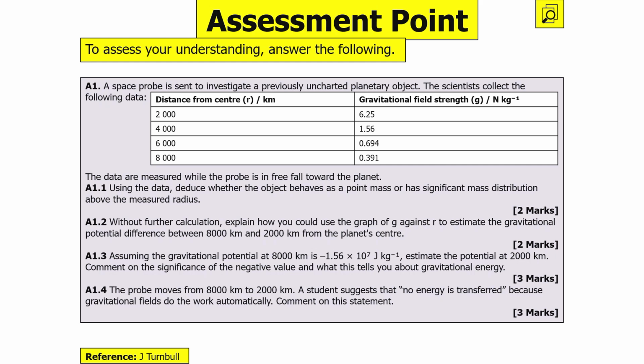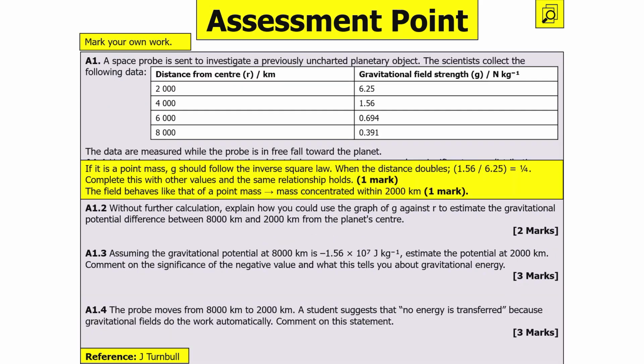So, pause the video now, then unpause the video when you want to go through your answer. Right, in this first one, if it is a point mass, then g should follow the inverse square law. So when the distance doubles, it should then quarter. Now you should compare this with other values as well, so you can look at this and the relationship holds. So the field does behave like that of a point mass. The mass is concentrated within 2,000 kilometers.